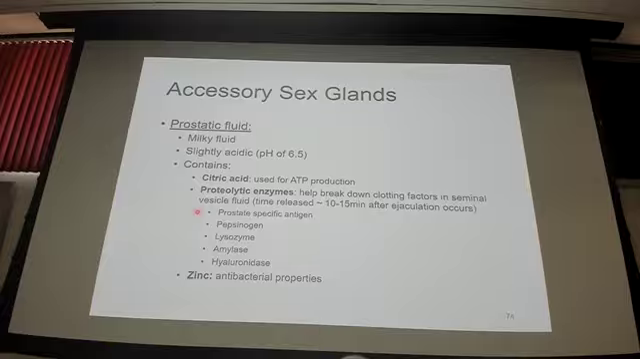Yes, sir. What is PSA? Prostate-specific antigen. PSA, sorry. Yeah, good. See, I said that on the first day. If I use an acronym you don't know, ask me. Thank you. So PSA, prostate-specific antigen.